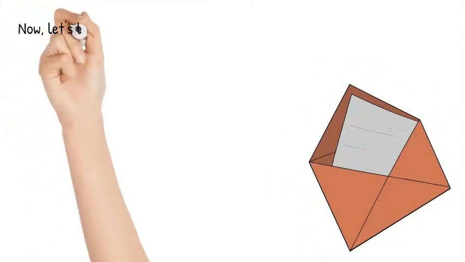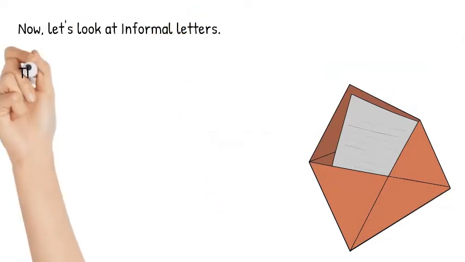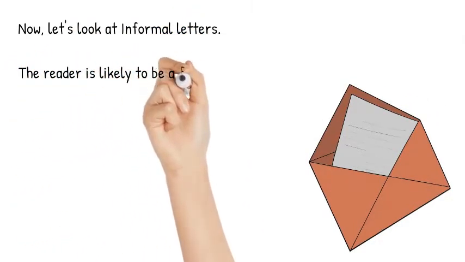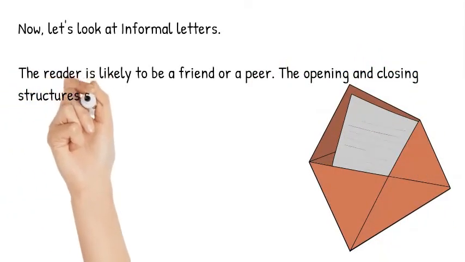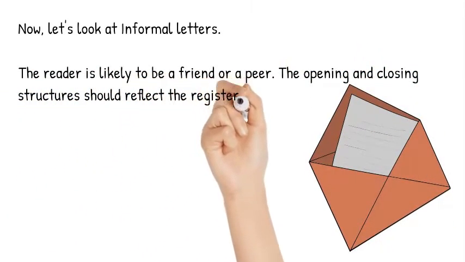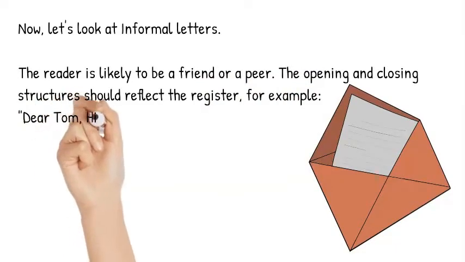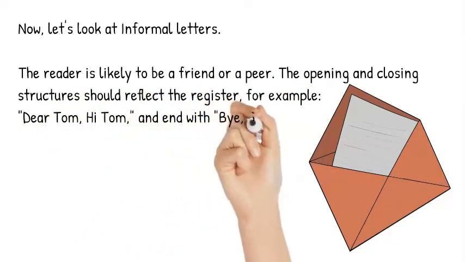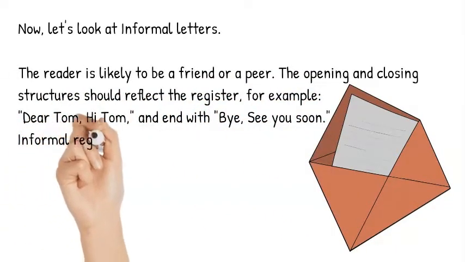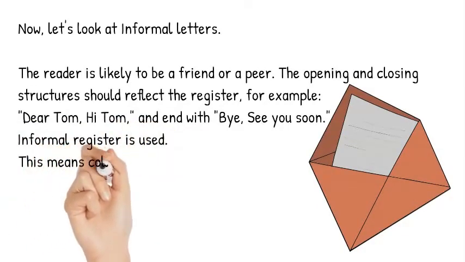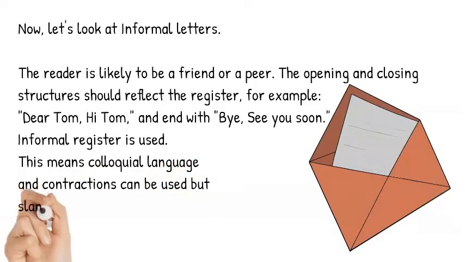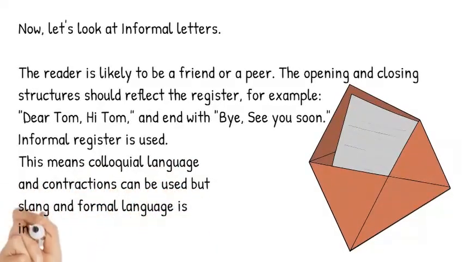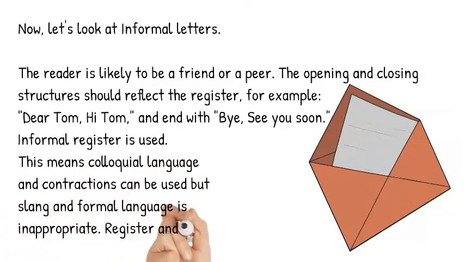Now, let's look at informal letters. The reader is likely to be a friend or a peer. The opening and closing structures should reflect the register, for example, Dear Tom, Hi Tom, and end with a bye, see you soon. Informal register is used. This means colloquial language and contractions can be used, but slang and formal language is inappropriate. Register and tone must be consistent.